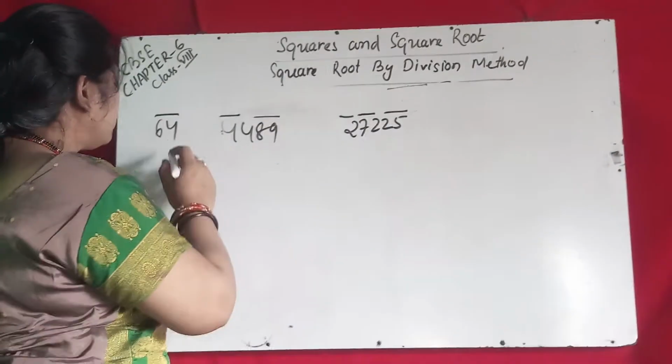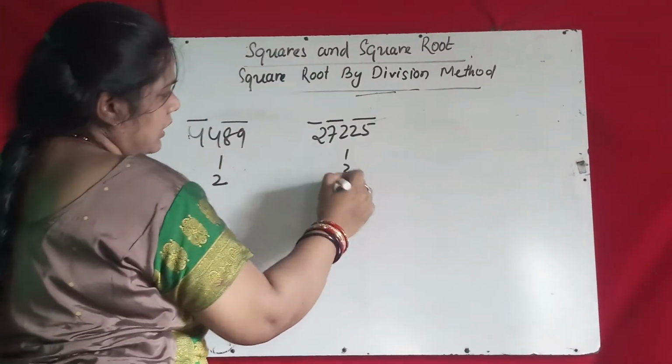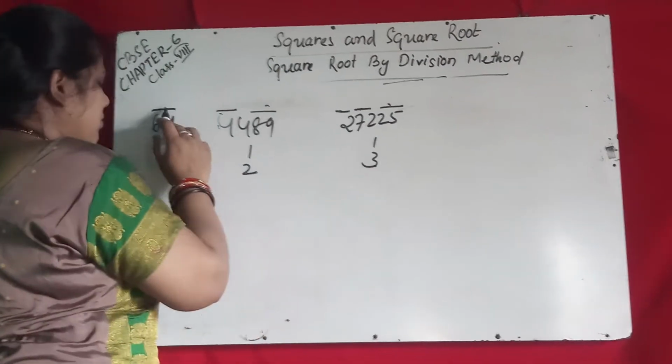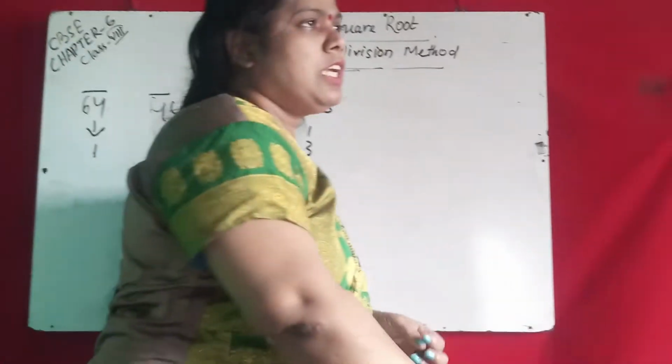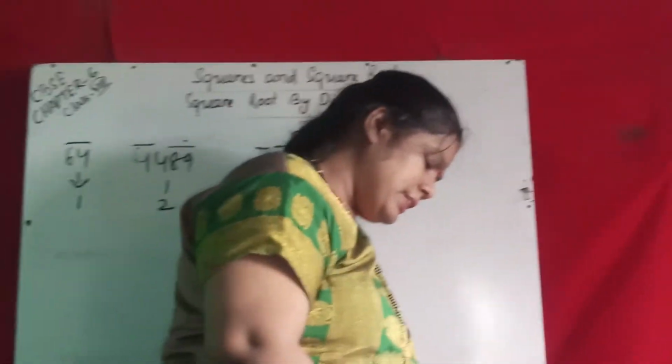That means here the square root has 1 digit, here 2, here 3. 3 bars means a 3 digit answer, 2 bars means a 2 digit answer, 1 bar means a 1 digit answer. So without doing division, if such a question comes, you can tell the number of digits in the answer.